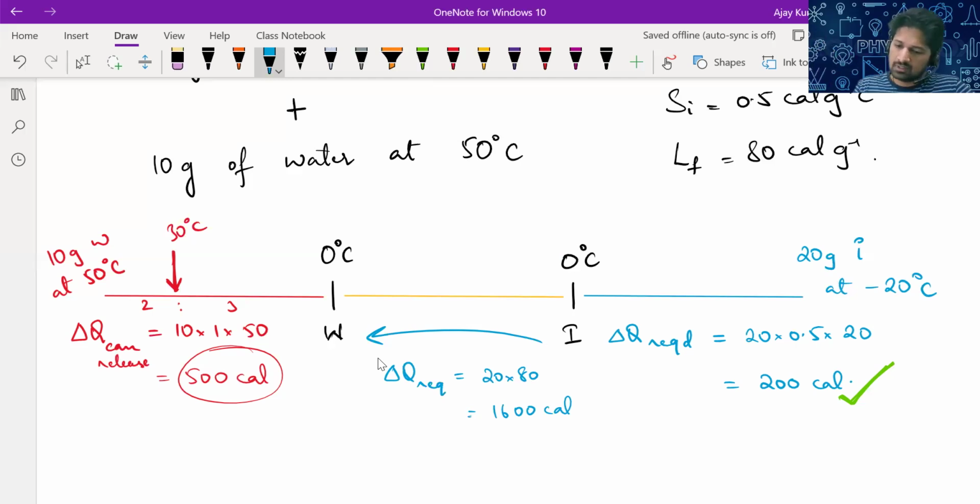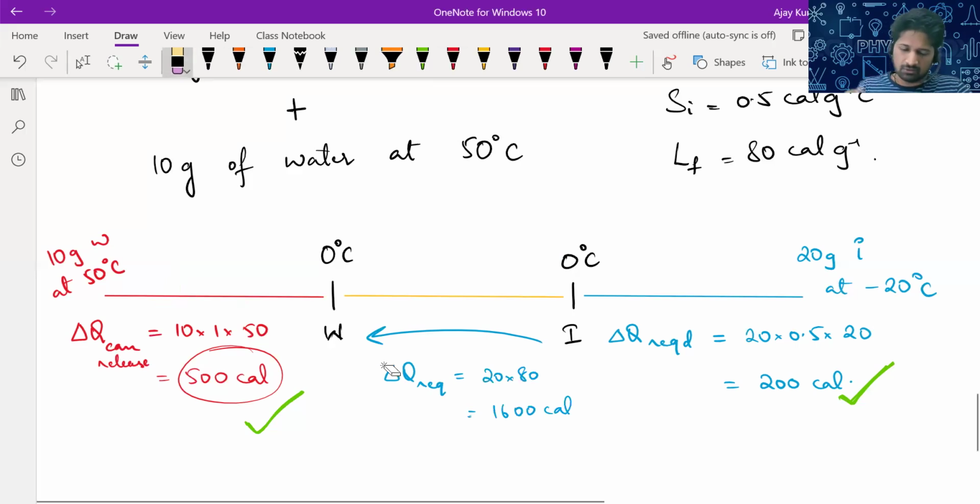So this part on the left side is also completed. So it has released 200 calories. How many more can it release? 300 calories. So this stage will complete now. Okay. So water will definitely go down to 0 degrees. So now this 2:3 and all won't matter. So water will release all the 500 calories and it will go down to 0 degrees.